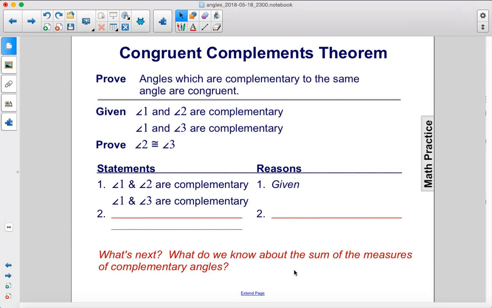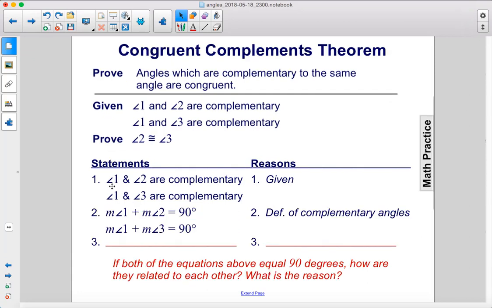What's next? What do we know about the sum of the measures of complementary angles? Alright, if angle 1 and angle 2 are complementary, that means that the measures of those two angles add up to 90 degrees. And we can do the same thing for angles 1 and 3. That's the definition of complementary angles.